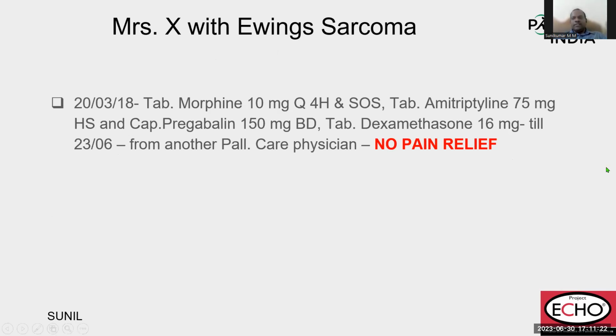So the amitriptyline was increased up to 75 milligram HS. Then they started her on pregabalin and gradually titrated up to 150 milligram BD. Then dexamethasone. And this patient, from 20 March to 23rd June, was under the care of another palliative care physician, but there is no pain relief. So what would you do now?